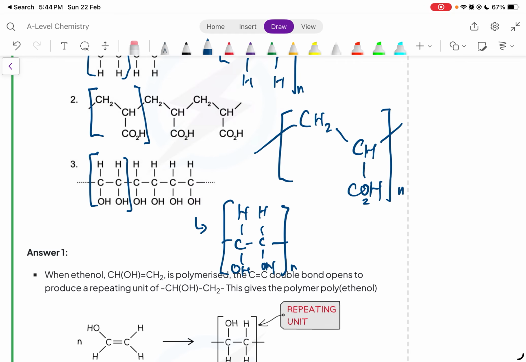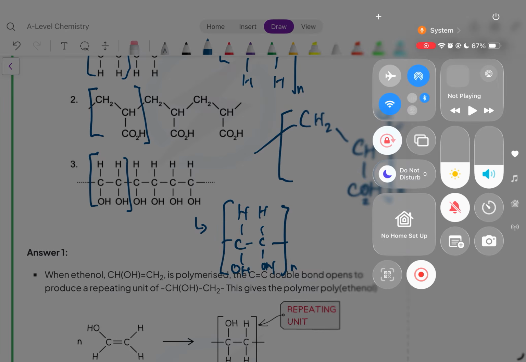Yep, that'll be it for alkenes. All right. Oh, and also make sure you do the required reading, which is the next section.